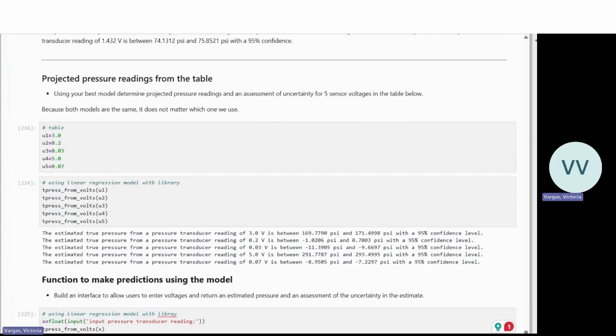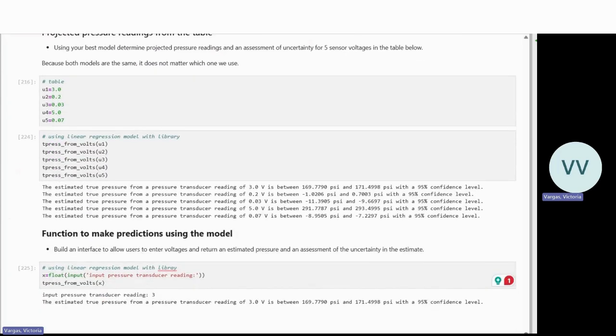So now we were able to apply this to some real data, real information that was being given to us, so projected pressure readings from a table. So Mariah decided to use, because both models are the same, it doesn't matter which one she used, the one that contained libraries because it was easier to apply those libraries than overall coding from scratch. So she was able to get these real voltage values and pressure values and overall confidence level with this table of values given.